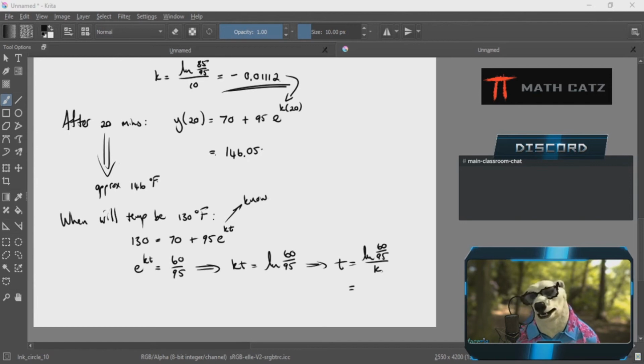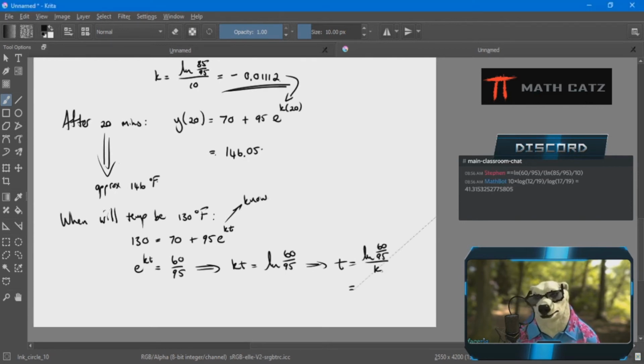So log of 60 over 95 divided by, now we could use our most accurate k, which is up there on the screen, log of 85 over 95. I could have simplified that, but that's too late for that now. Like so. And what do we get? 41-ish minutes, 0.32. So that'll be in minutes.